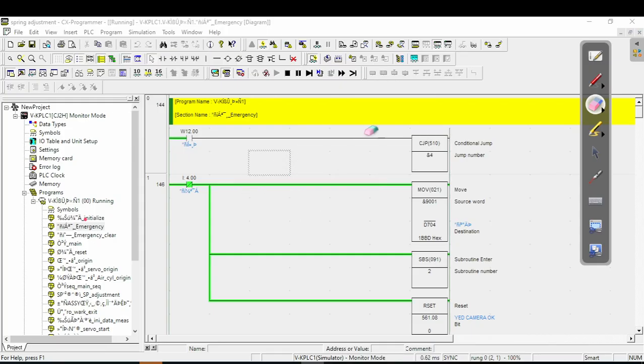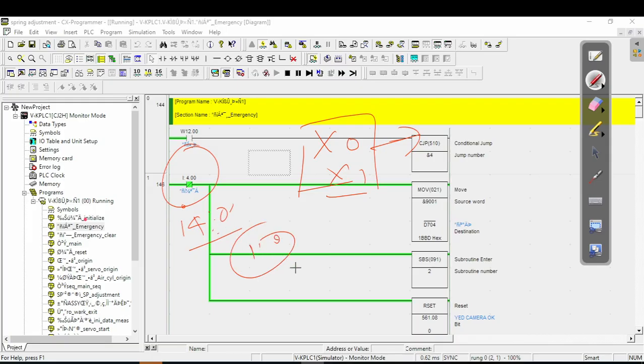The different inputs are shown like X0, X1. But if you look at the Omron PLC, it is different. That is denoted by I. For example, I 4 oblique, called 4.0, is a 4 point input, and 1 point input, 100 point input. These are denoted as I inputs, and outputs are denoted by Q, like 0.04, 0.01. That is the similarity.